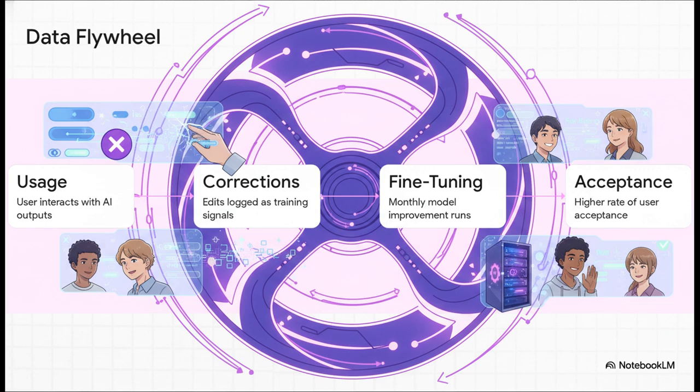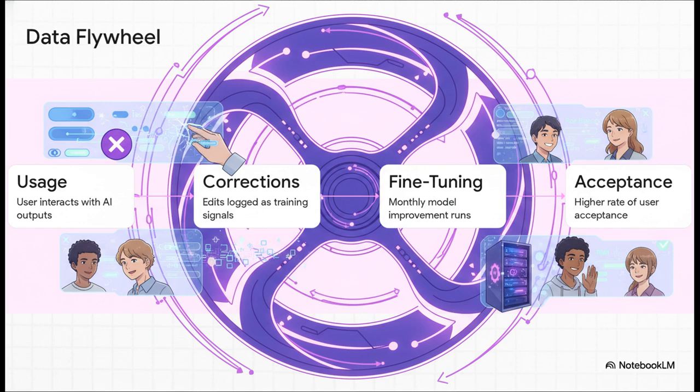Every single time a user clicks that remove button on a hallucinated action item or maybe edits a speaker's name, that correction is logged. It's then converted directly into a training signal for monthly fine-tuning. This creates an incredible loop. More usage leads to more corrections, which leads to a better model and ultimately a higher acceptance rate. Your product literally gets smarter every single time someone uses it.